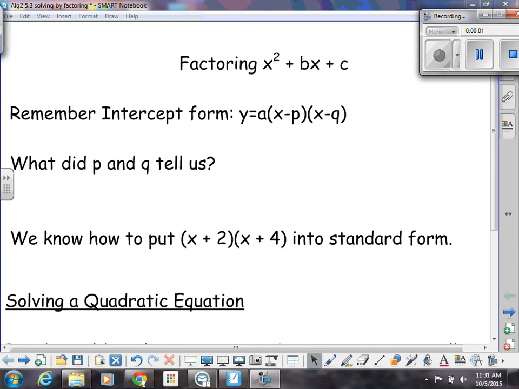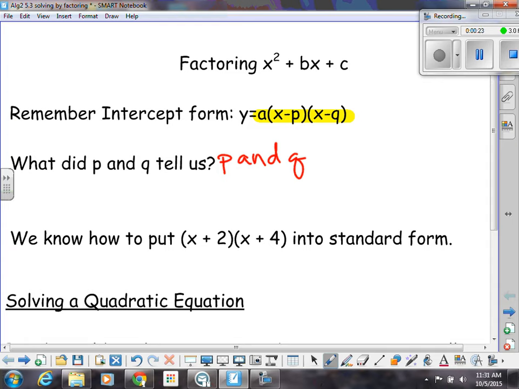All right, guys, we are continuing what we started with factoring. And I want you to remember back when we were graphing parabolas and we had this intercept form and it looked like this with our a times x minus p, x minus q. Well, what did the p and q tell us? Remember, p and q told us where the x-intercepts were, or in other words, where the parabola crossed the x-axis. So it told us where that was happening. One of them would be the p and the other one would be the q.